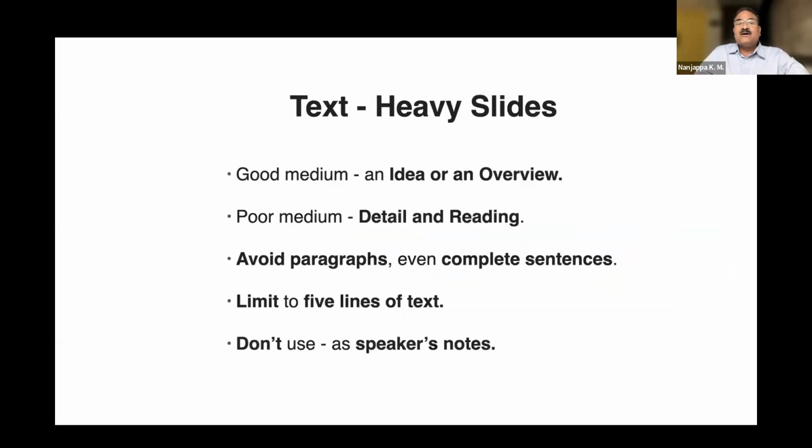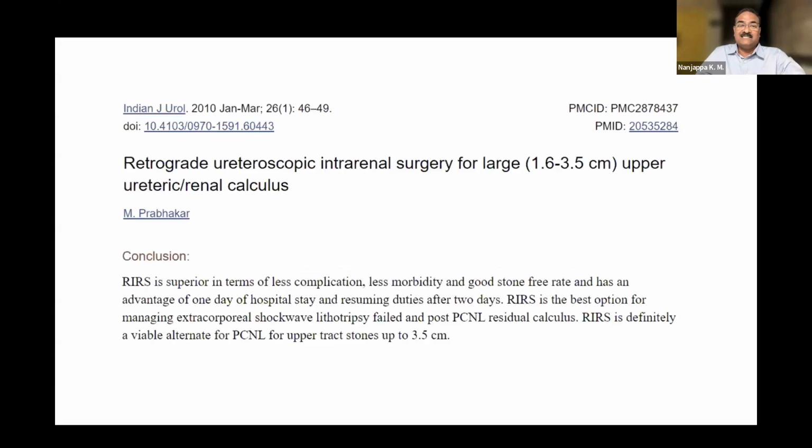If the same thing were summarized into bullet points, here we have: slides should not be text heavy. It's a good medium for an idea or overview, but a poor medium for detail or reading. Avoid paragraphs, even complete sentences on your slides. Limit it to 5 lines, and don't use it as your speaker notes. Don't keep on reading from your slides. So this is how things can change by just formatting your slides better.